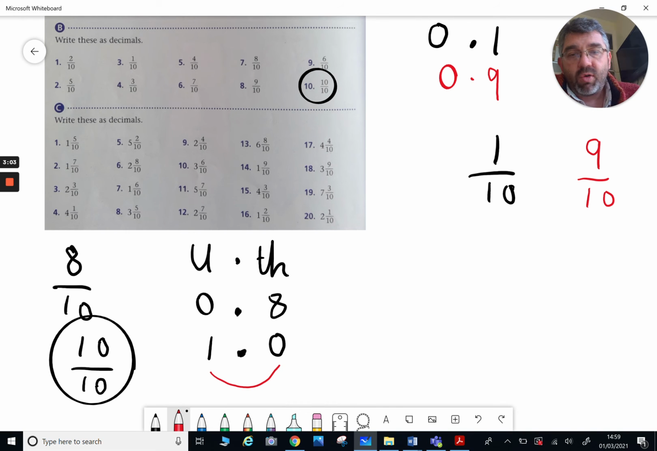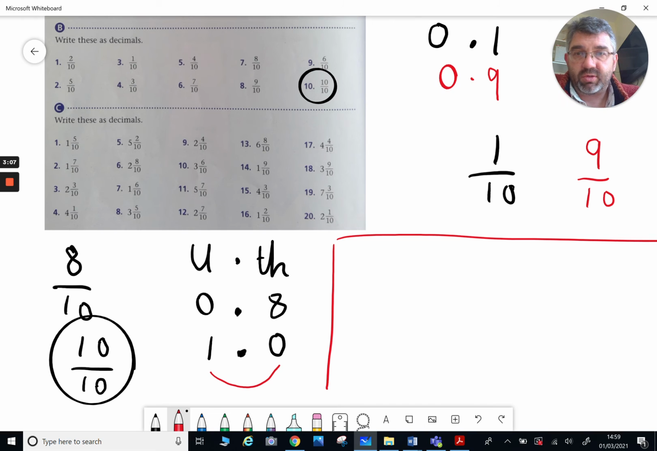When we go on to part C, it says write these as decimals. We've done something similar already, but this time, if you notice, these are mixed numbers. We've got a number in front of the fraction. So when we put our unit in, there's a pretty good chance we're going to have something underneath the units. And we can have tenths. So we just put the decimal point in ready.